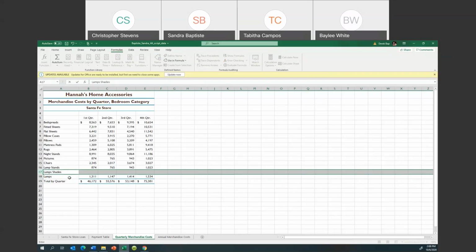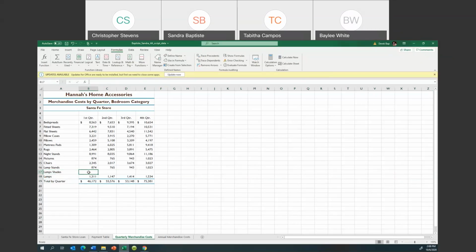And then for the first quarter, you can press tab if you want. 568. Press tab. 433. Press tab. 683. Press tab. 758. Sweet. Okay, cool.